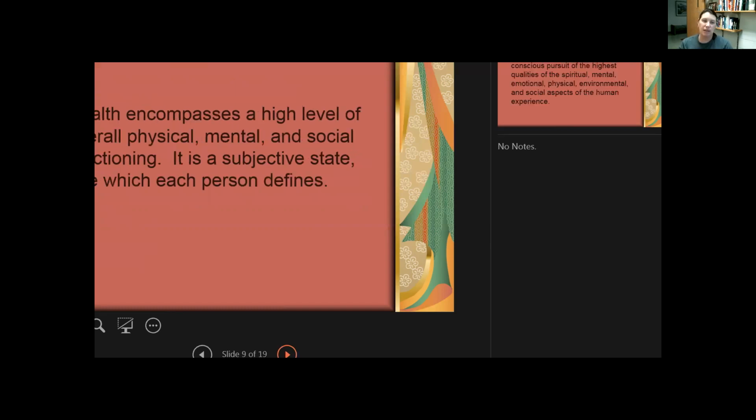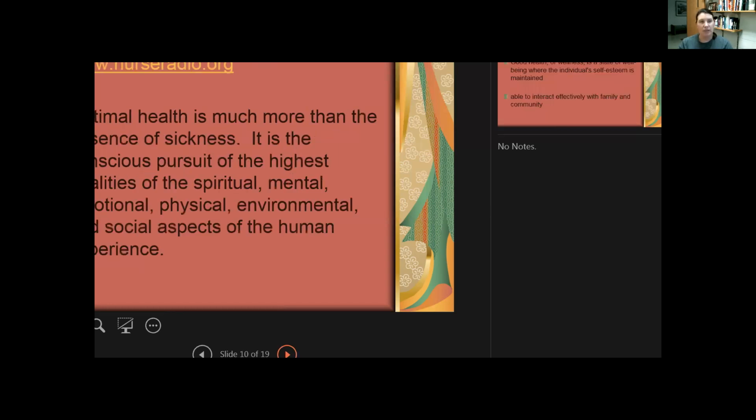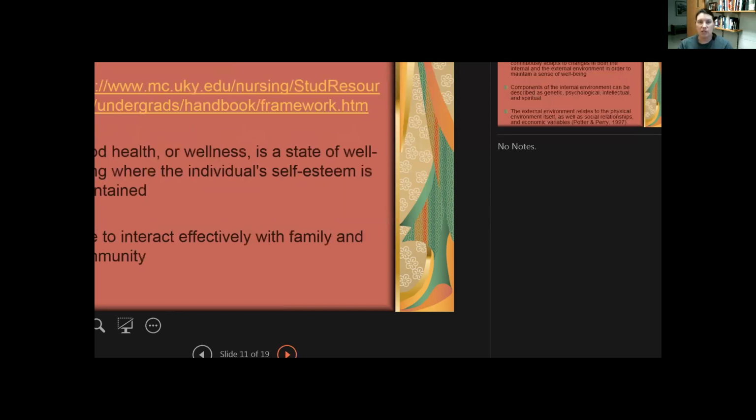Jean Watson: health encompasses a high level of overall physical, mental, and social functioning. It is a subjective state, one which each person defines. Again, our Holistic Nurses Association defines health as: optimal health is much more than the absence of sickness. It is a conscious pursuit of the highest qualities of the spiritual, mental, emotional, physical, environmental, and social aspects of the human experience. Dunn, I talked about Dunn's health and wellness grid, and again, here is more information on that.